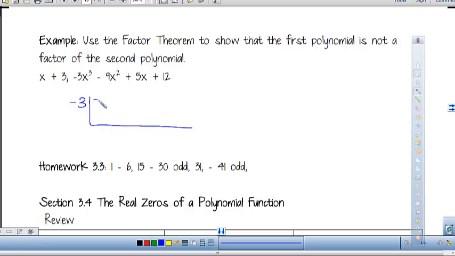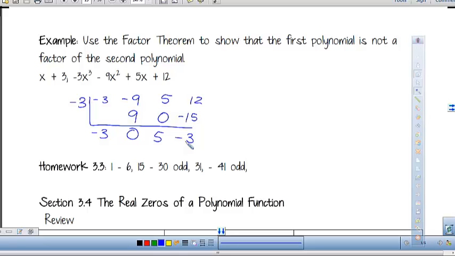And then we had -3, -9, 5. Okay, we brought down our first number or coefficient. We multiply -3 by -3, which is 9. Add those, we get 0. 0 and -3 gives us 0. If we add those, we get 5. 5 and -3 gives us -15. When we add these, we get -3.